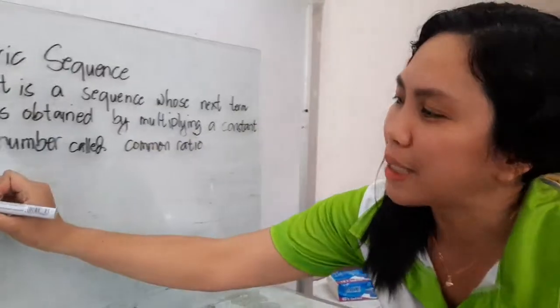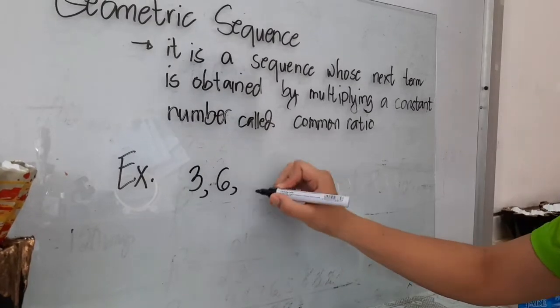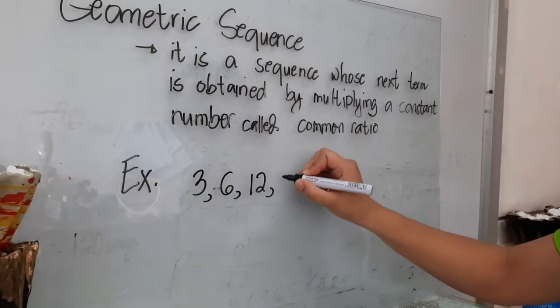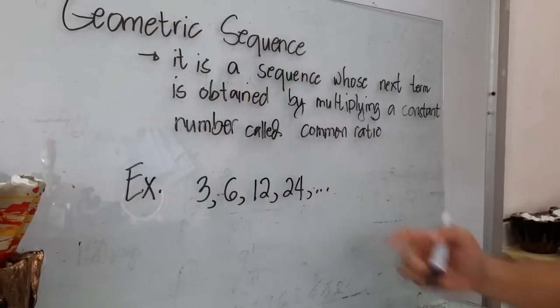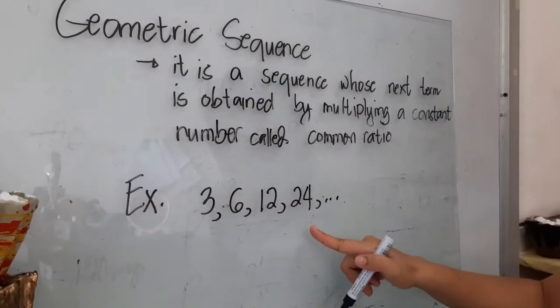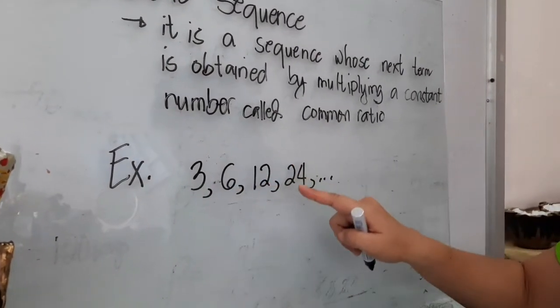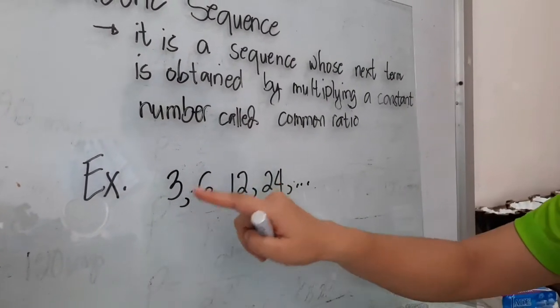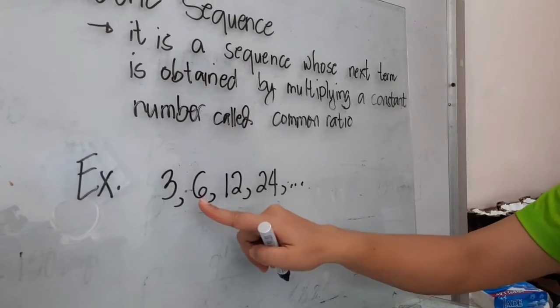Sige daw, example. 3, 6, 12, 24, so on and so forth. Is this a geometric sequence? Take note, matawag nato ni siyang geometric sequence kung parihas ang number nga gimultiply aron makuha ang sunod nga term.